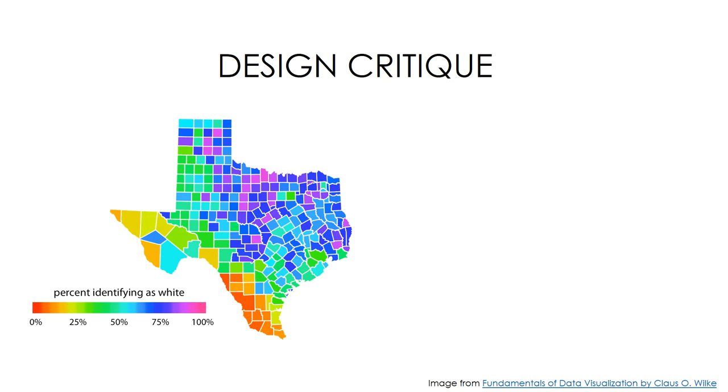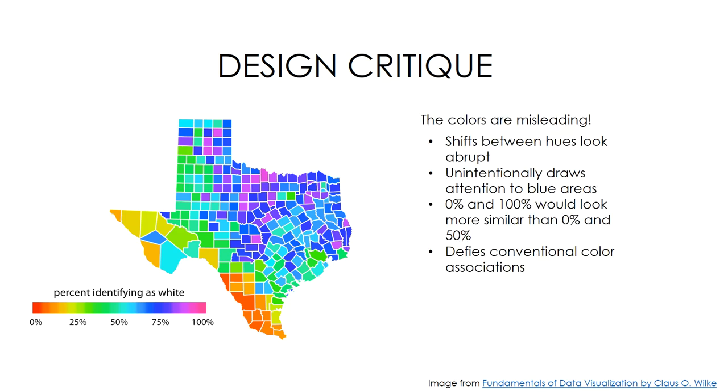Now we'll get a little bit of practice in critiquing visualizations. Take a moment to gather your thoughts about this map, then I'll share mine. I think the choice of colors here is all wrong. By using the entire color spectrum, the shifts between hues looked abrupt. The end result is that my eye is drawn to the blue areas on the map. I don't think that is what they were trying to emphasize, but that's the end result.